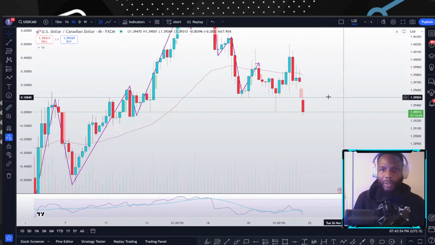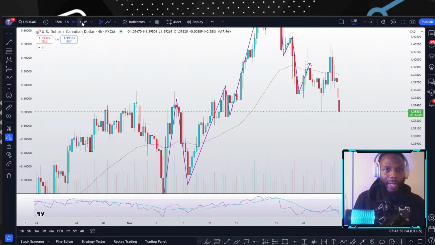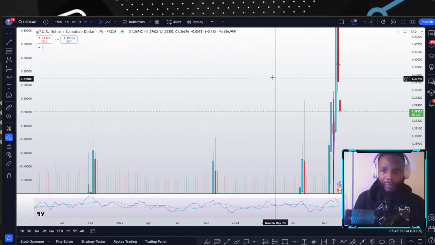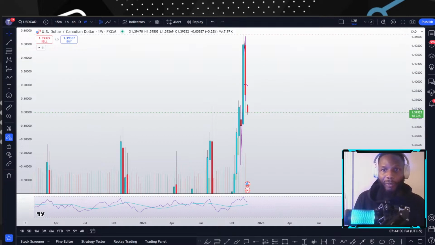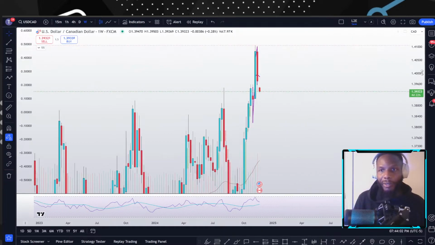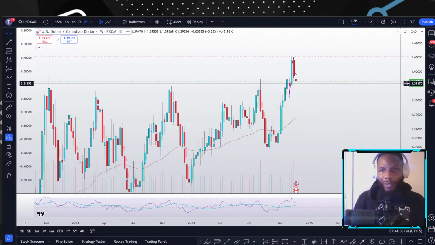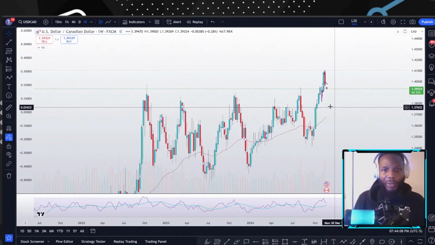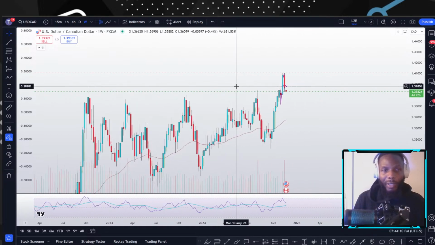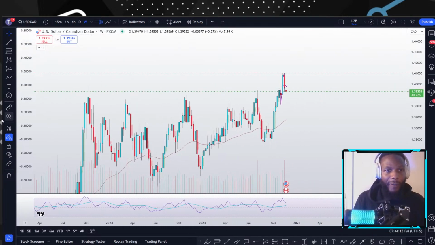So now I'm gonna go back to the weekly time frame. So like I said before, you need to have 2 time frames in sync. We have the weekly and the daily in sync. So now what I'm gonna do is start looking for areas of interest where I would think the price would retrace to.